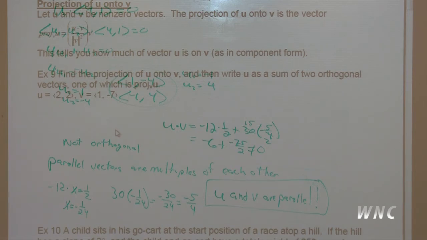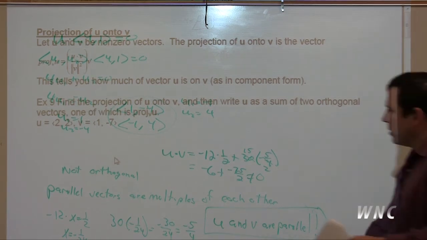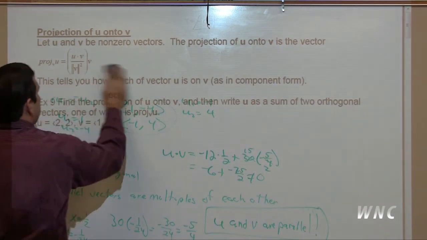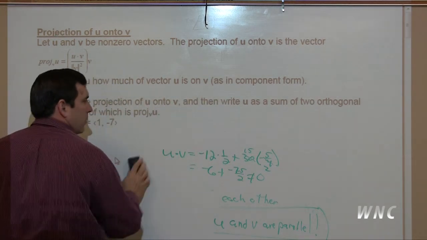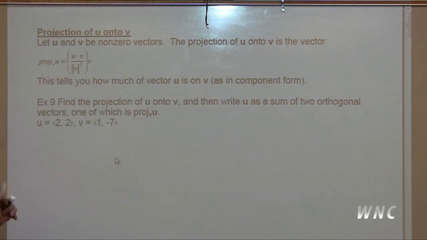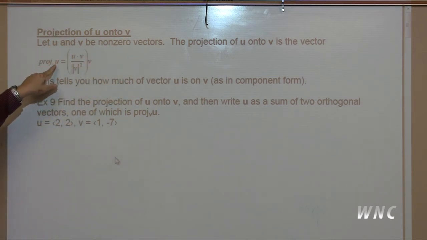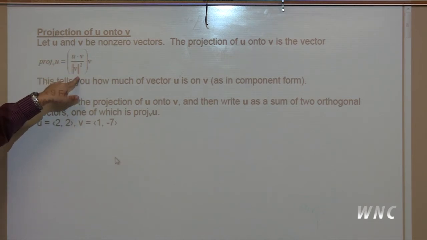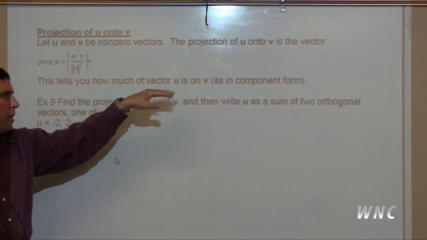Okay, let's go on to page 4 here. Projection of u onto v. You got to read this the right way. It's really critical in doing these problems. Where does the u go? Where does the v go? Projection of u onto v. Let u and v be non-zero vectors. The projection of u onto v, so the v is the subscript down here, is u dot v over the magnitude of v squared, times v. So this tells you how much of the vector u is on v, as in component form.